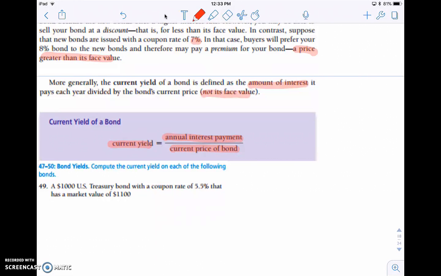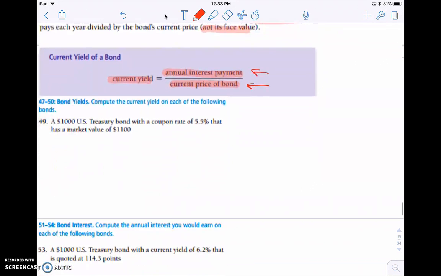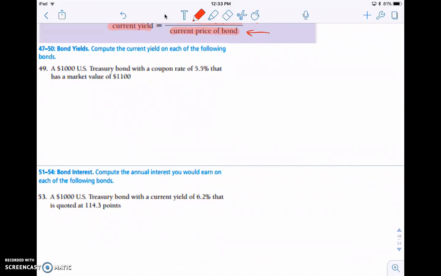Now, we just got done talking about how you find the current yield of a bond, and that is the annual interest payment divided by the current bond price. So we're going to now compute the current yield on each of the following bonds. So you have a $1,000 U.S. Treasury bond with a coupon rate of 5.5%, and its current market value is $1,100, and we want to find the current yield.